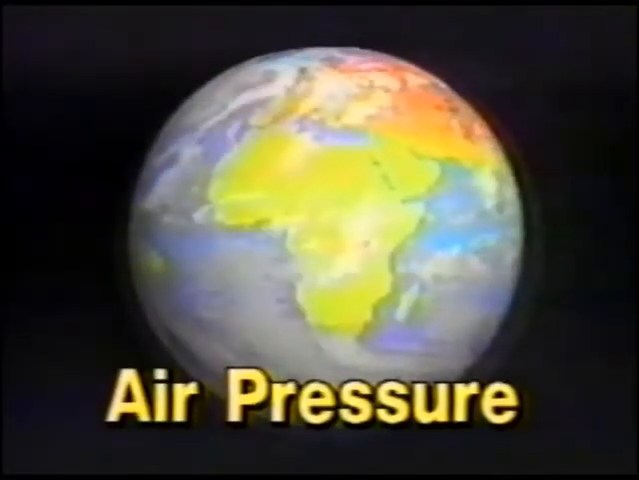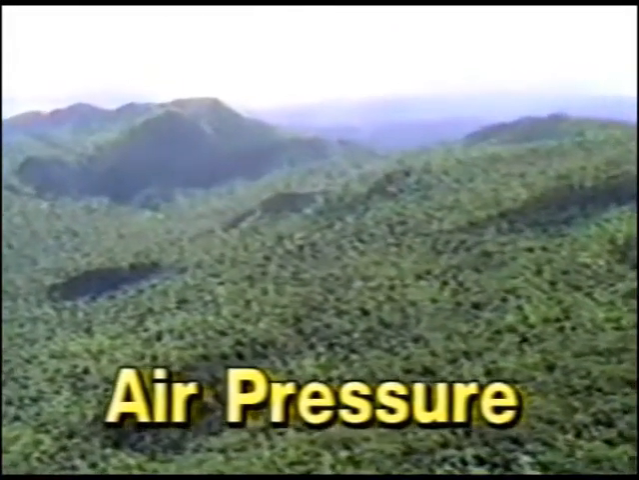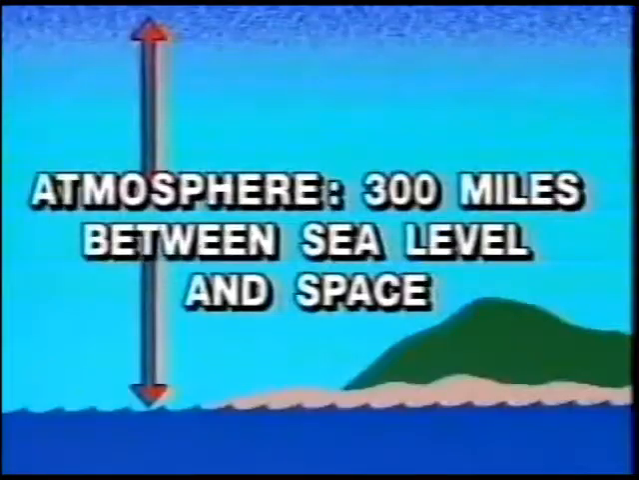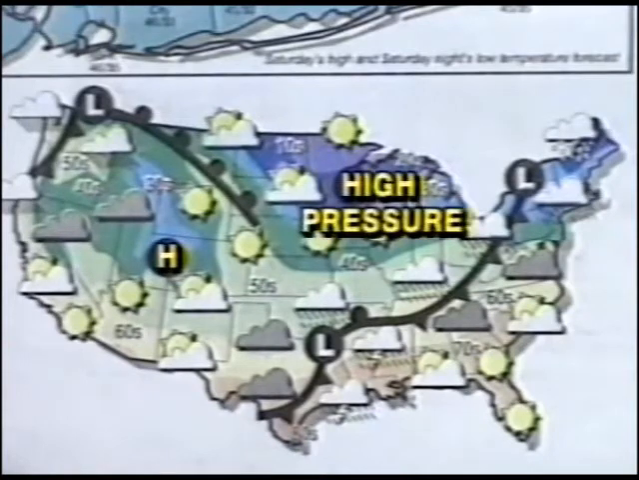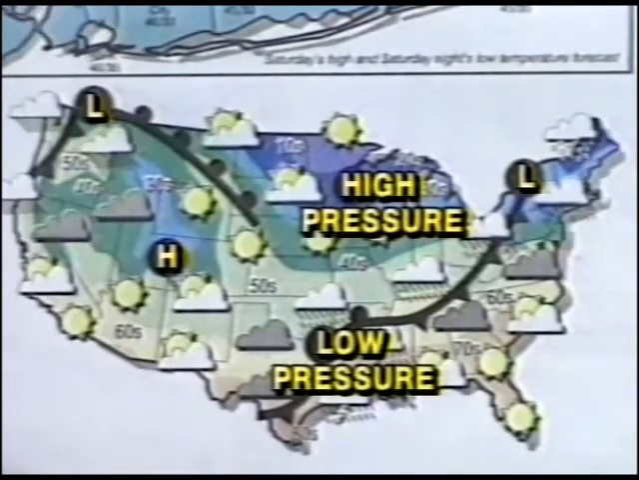When getting weather forecasts, we often hear about air pressure, which refers to the weight of the air in the atmosphere above us. When we stand at sea level on the Earth's surface, we are actually standing at the base of an atmospheric column of air that extends up for about 300 miles, which is where the atmosphere finally fades into space. This newspaper weather map shows H representing an area with high pressure and L for an area with low pressure. What causes an air mass to be high pressure or low?